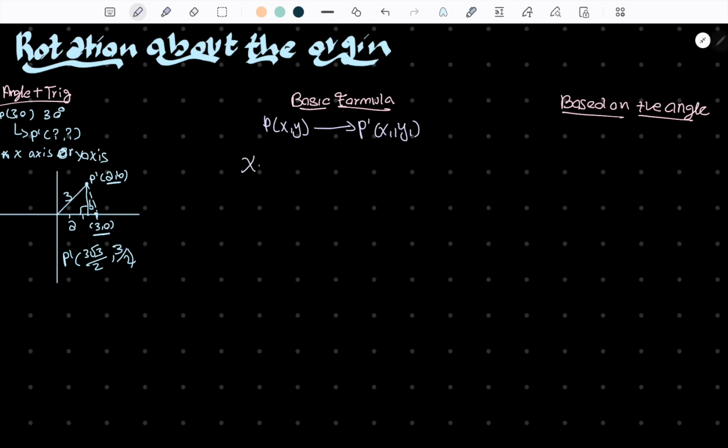so to find x prime, it will be x cos theta minus y sine theta. For y prime, it will be x sine theta plus y cos theta. So this is going to be our formula. And this is what we're going to use just to find the numbers.